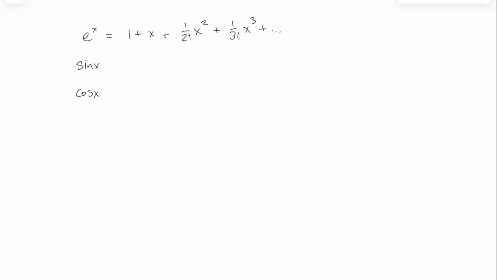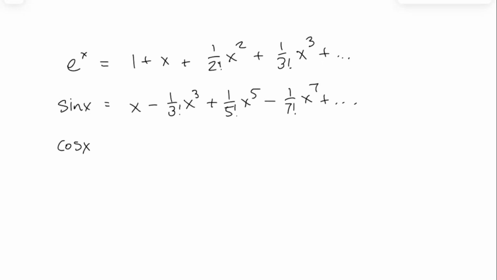All right, e to the x is all the powers of x with 1 over whatever factorial in front of it. Sine of x is only the odd powers, and they alternate the signs. So this sine of x is x minus 1 over 3 factorial x cubed plus 1 over 5 factorial x to the 5 minus the next one, and so on. Right? That's the Taylor series for sine of x.